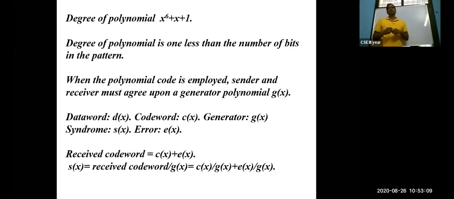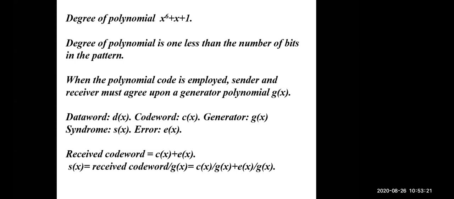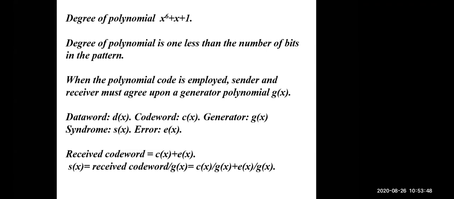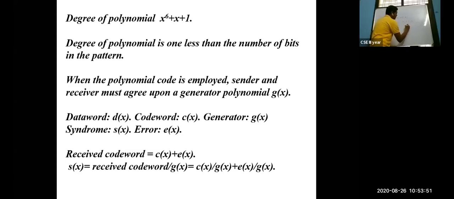an error has occurred. So what will happen to my C of x? It is added with an error E of x. Some error, one bit has changed, whatever has changed. C of x plus E of x. Now this is my received code word. Actual sent code word is only C of x. Received code word is C of x plus error E of x. Now the syndrome S of x, my last line in this slide, is equal to the received code word divided by whom? The same generator again, G of x, right? So (C of x plus E of x) divided by G of x.